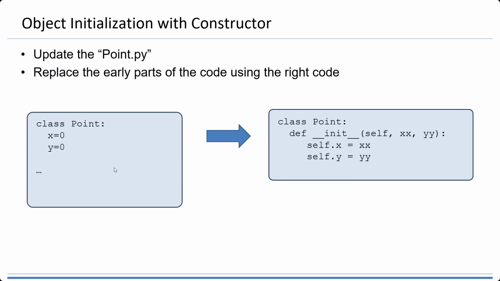When we do with the constructor, it means we want to create a new method, and we are going to update the point. In this case, the class point, we replace the early parts of the code using the right code. Originally, you have x0 and y0. Now, let's replace with this one. We have def, which refers to a function.